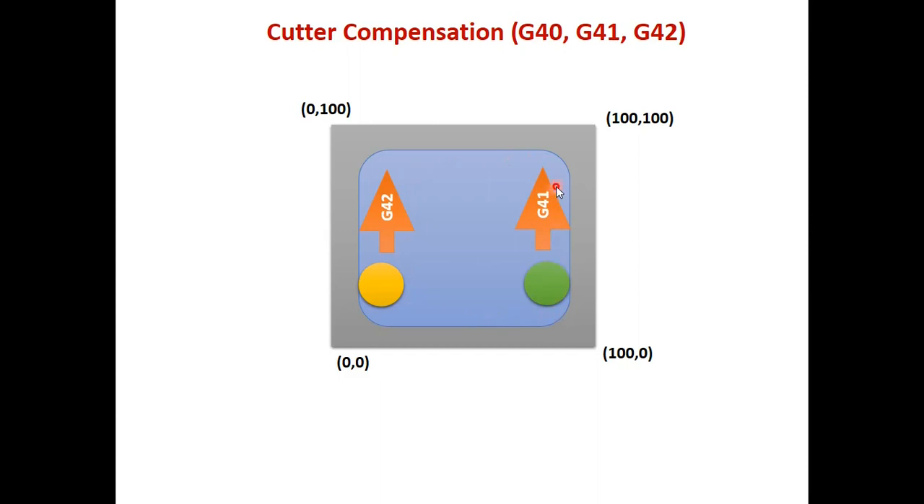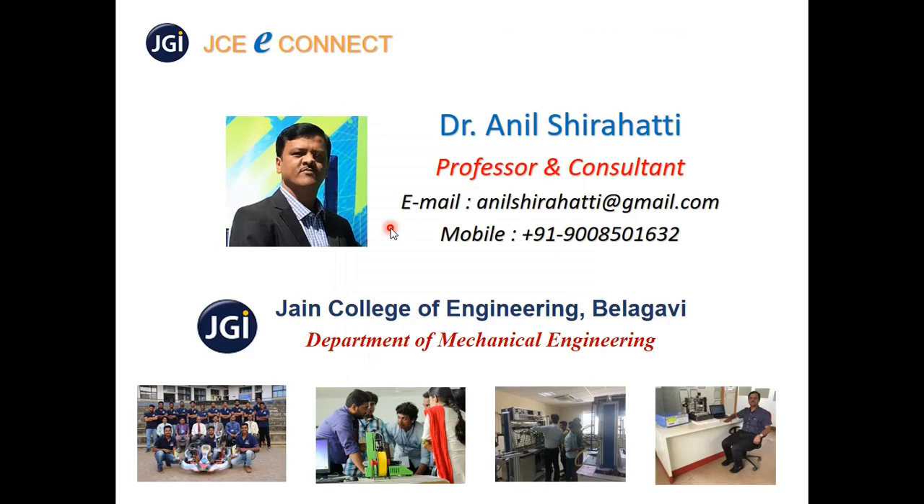So the simple thing you have to remember is to see from the back side of the tool. If the tool is on the left and the cutting is happening on the right, use G41. If the workpiece is on the left side and the tool is on the right side, you have to use G42. Okay, I hope you have understood one of the important parameters, that is cutter compensation in milling operation. So let's end this session.